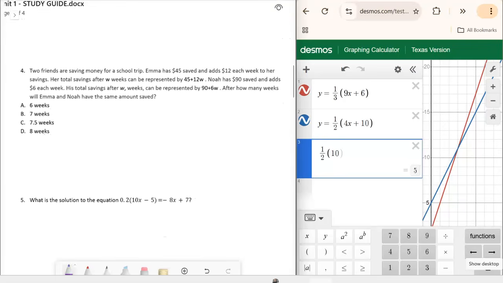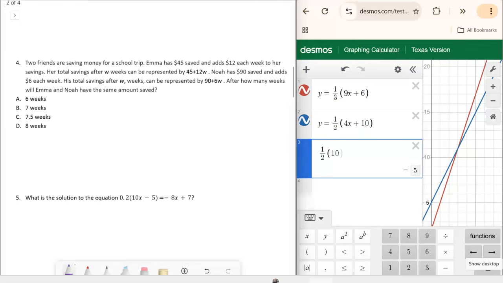Okay, problem number 4. First, I locate my equations that they already gave me. You can read that whole paragraph, but I'm just going to read the last question where it says, after how many weeks will Emma and Noah have the same amount? So they're asking to solve for W. So you have to set them equal to each other and solve.